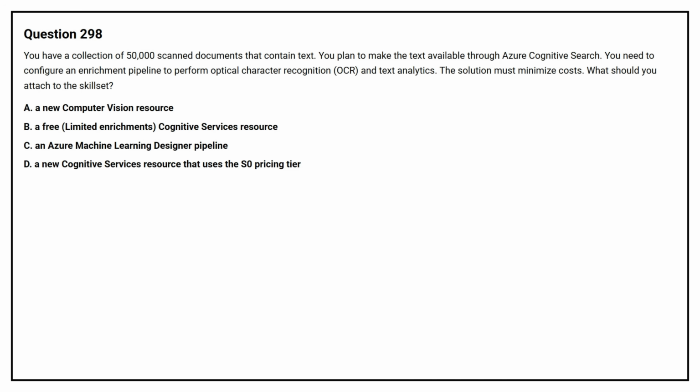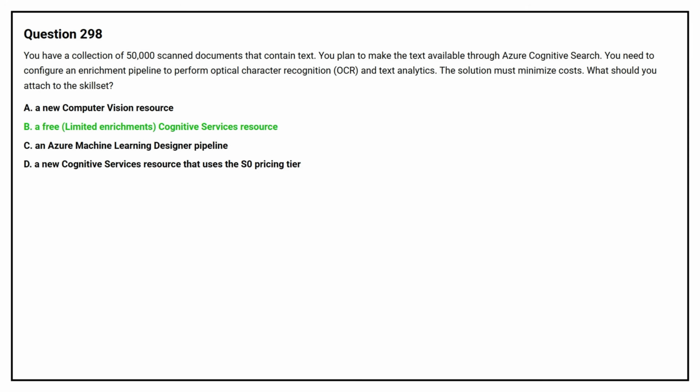Option A, a new computer vision resource. Option B, a free limited enrichments cognitive services resource. Option C, an Azure Machine Learning Designer pipeline. Option D, a new cognitive services resource that uses the S0 pricing tier.